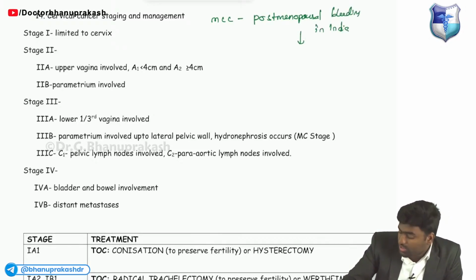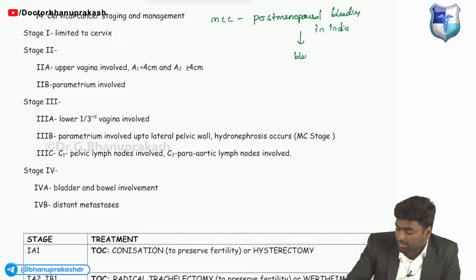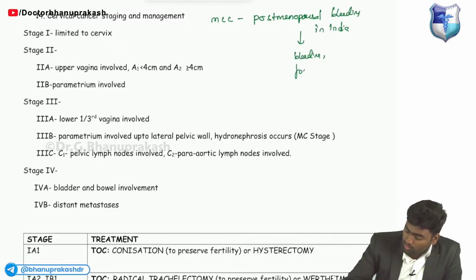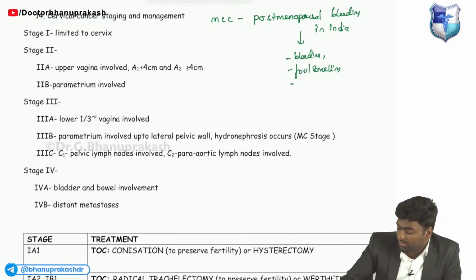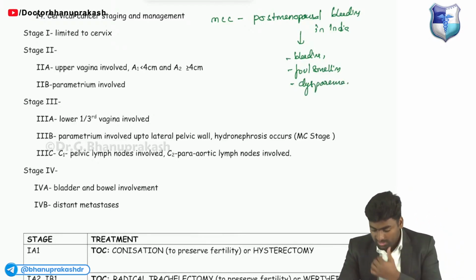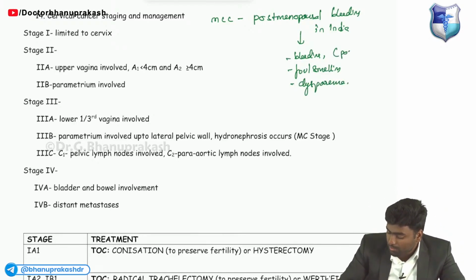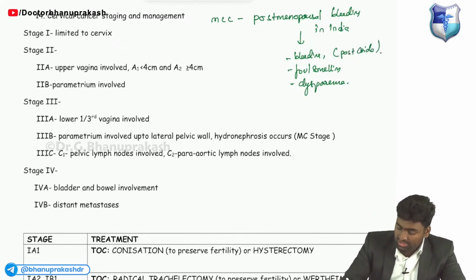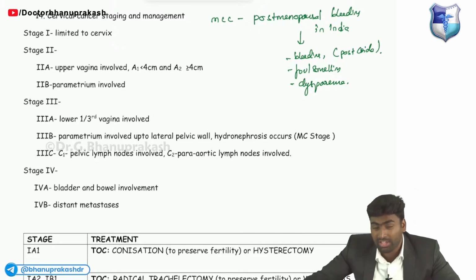Okay. Then here also the patient will be having what? Bleeding, foul smelling discharge, and there will be dyspareunia. There will also be post-coital bleeding. This bleeding is post-coital bleeding. After sexual intercourse, they will be having this bleeding. So these are the few features which will be seen in a case of CA cervix.